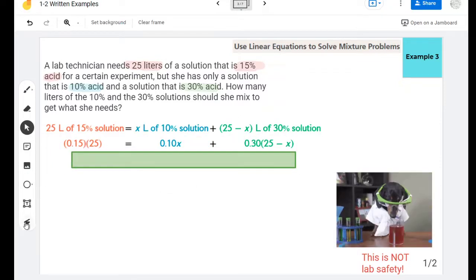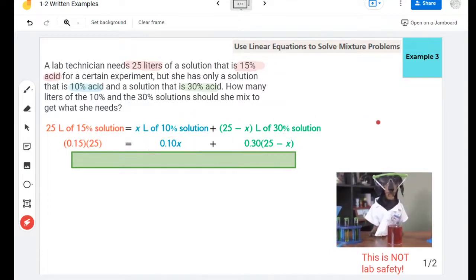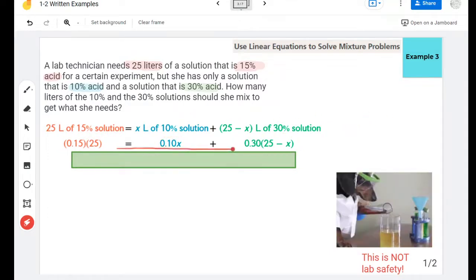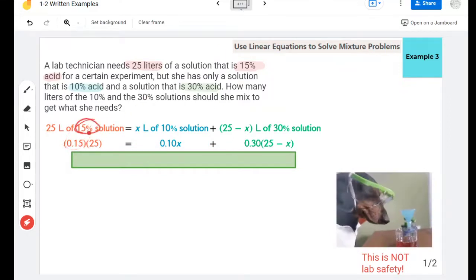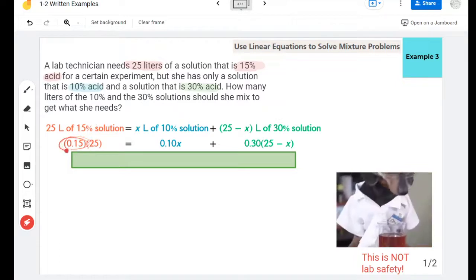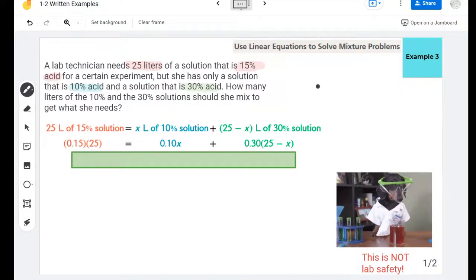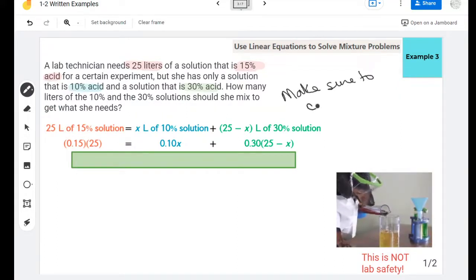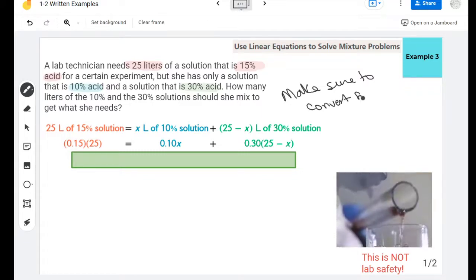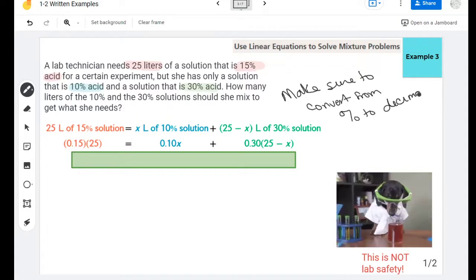Alrighty, so here is where they're starting to write it out in mathematical equation terms. So this was more English, now we're looking at math. So notice the first thing, they're converting our percentages to decimals. So I'm going to go ahead and put a big old note here. Make sure to convert from percentages to decimals. If not, you're going to be all messed up.